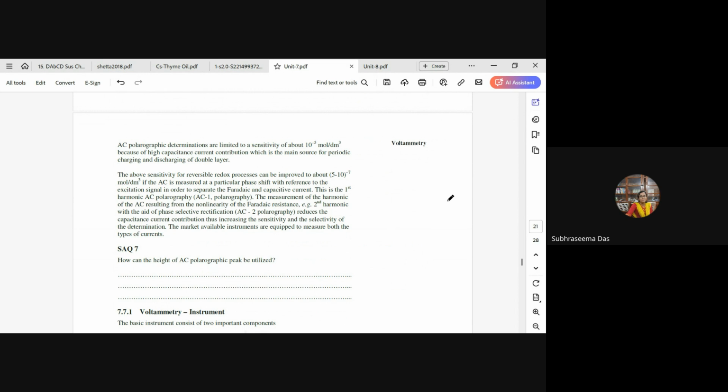The measurement of the second harmonic with the aid of phase selective rectification, that is AC2, reduces the capacitance current contribution, thus increasing the sensitivity and the selectivity of the determination.